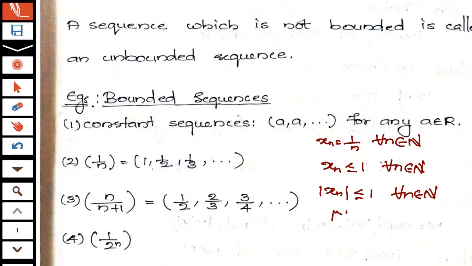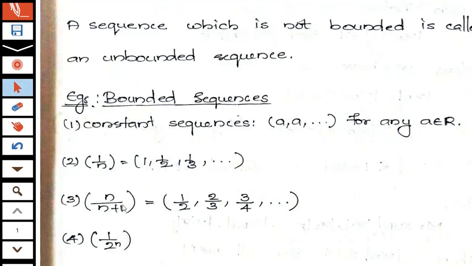So, you can choose M equal to 1 or any number greater than 1. So, there exists an M greater than 0 such that |xn| less than or equal to M for all n belongs to N. So, the sequence xn, that is the sequence 1/n, is bounded.